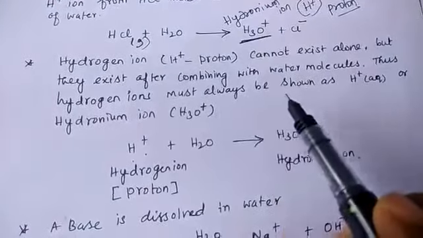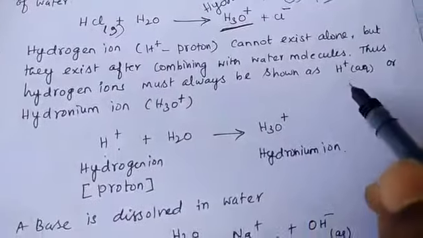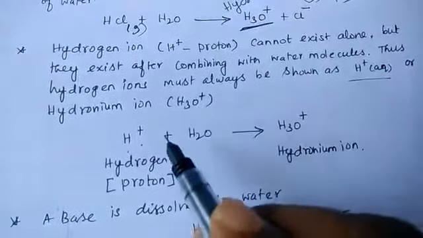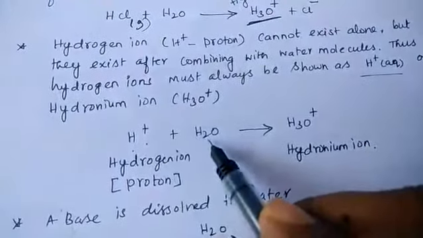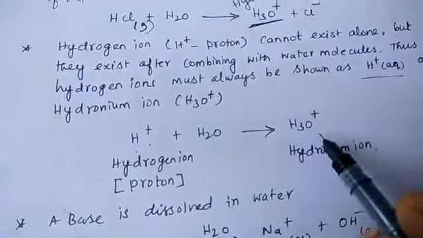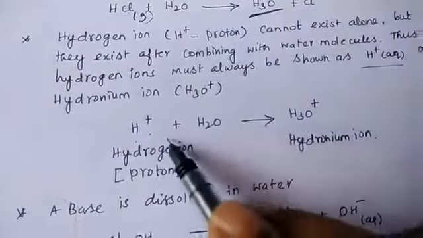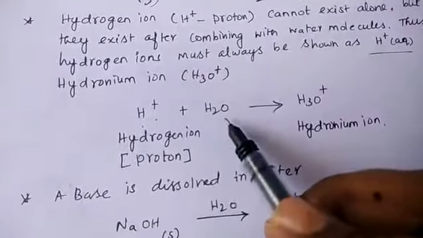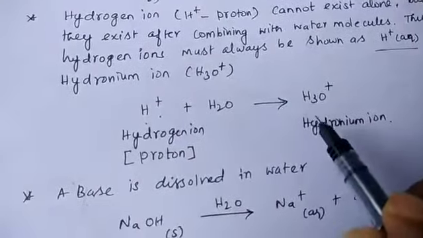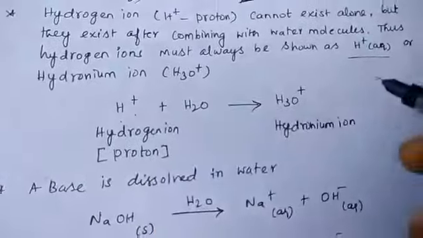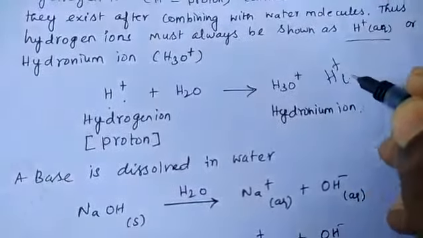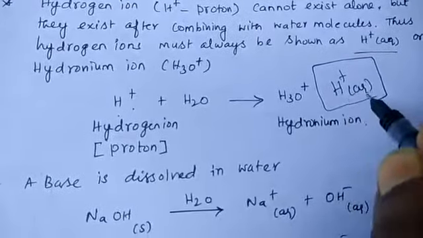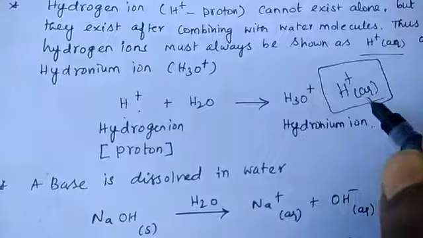The hydrogen ion must always be shown as H plus aqueous, or hydronium ion H3O plus. You see, the H plus ion dissolves in water to form the hydronium ion. So this is unstable because the proton is always unstable, and when it dissolves in water it forms the hydronium ion. This is known as the hydronium ion. When the H plus ion is present in water, it is represented by H plus aqueous.